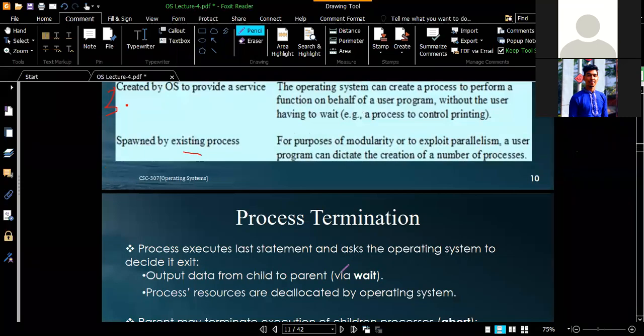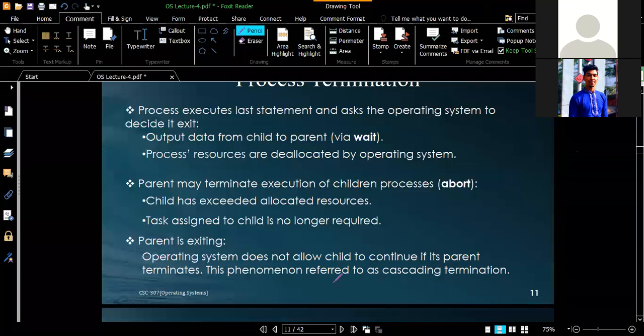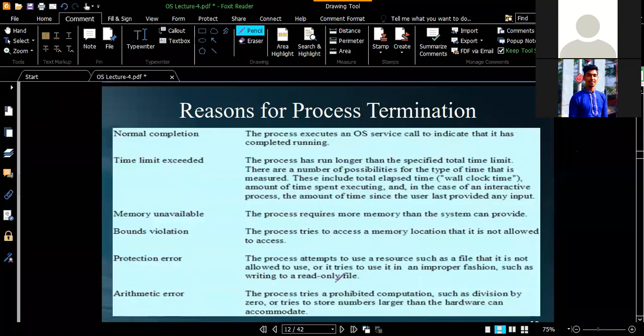So these are the reasons a process is created, and here are the reasons for process termination, but we will see them in the next class. We'll finish today's class now.